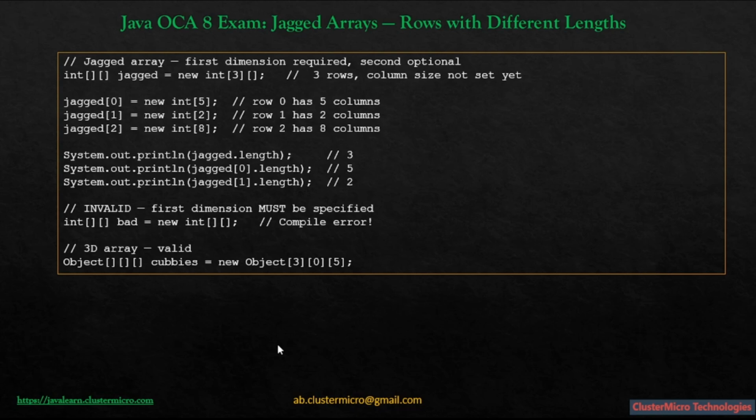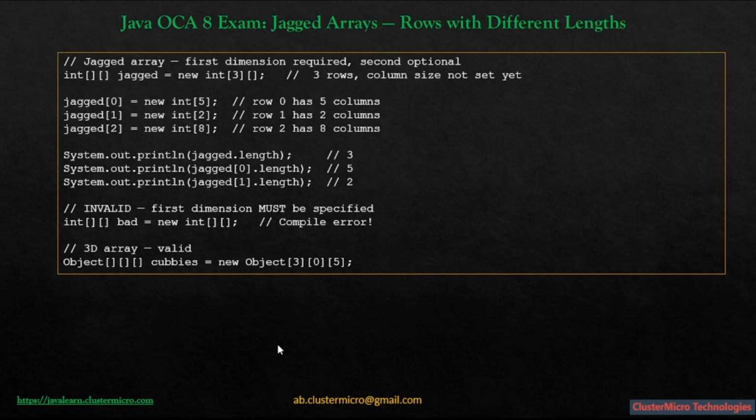To create a jagged array, you specify the first dimension, the rows, but leave the second dimension unspecified. For example, int[][] jagged = new int[3][]. This creates an array with 3 rows, but the column sizes are not yet defined. You then initialize each row separately by assigning a new array to it, such as jagged[0] = new int[2] or jagged[1] = new int[5].